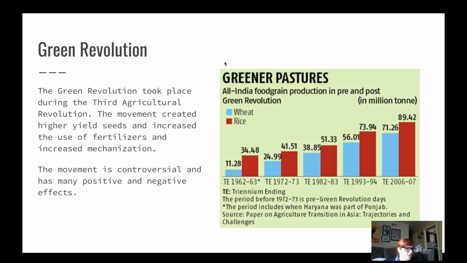A lot of times students think green revolution is that, oh, it's the push to start eating organic foods, and that's not it. If anything, eating organic foods is kind of a reaction to the green revolution. Okay, so this movement has lots of positive effects, but it also had a lot of negative effects, so we're going to go over both of those.